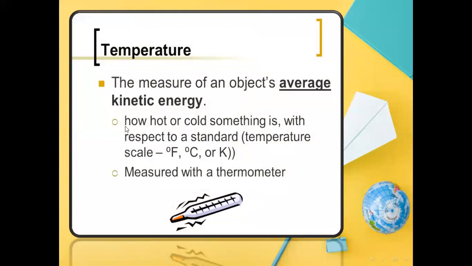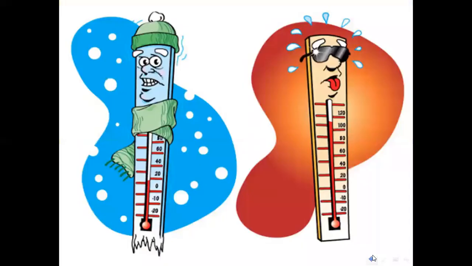So if you want to know how hot or cold something is, we use these scales: Fahrenheit, Celsius, or Kelvin. And we measure the temperature with the help of this instrument called a thermometer.